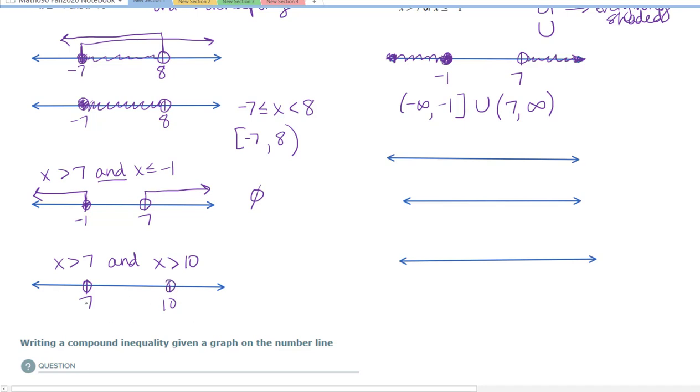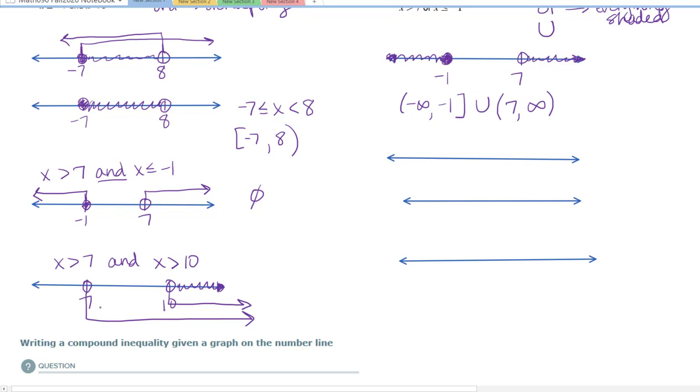And maybe I'll go underneath here. So greater than 7, I'm going to go to the right. Greater than 10 is also to the right. So notice now the overlap starts with 10, right? Here is where we see overlap. So the overlap would just be going from open circle 10 to infinity. So that would be the simplified version of this.